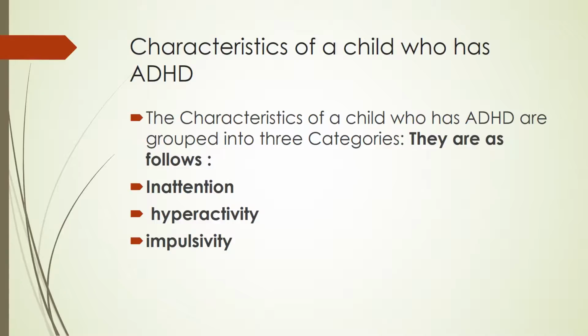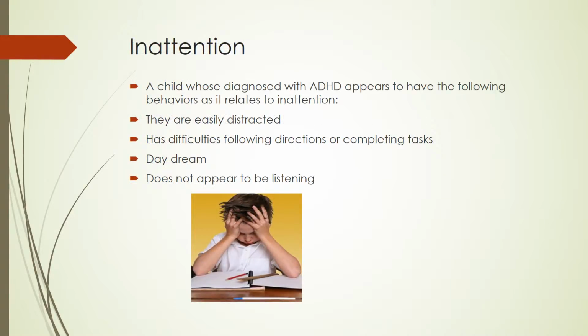So, we're going to be discussing the characteristics of a child who has ADHD, and they are grouped into three categories as follows: inattention, hyperactivity, and impulsivity. So, the first one is inattention. A child who's diagnosed with ADHD appears to have the following behaviors as it relates to inattention. They're easily distracted, they have difficulties following directions or completing given tasks, they daydream, and they do not appear to be listening. So, oftentimes, when you're dealing with a child that has ADHD, when you're talking to them, you'll notice that they're spacing off, or they fail to give you eye contact, or they'll be looking around even though you're talking to them, but it appears to you that they're not listening.